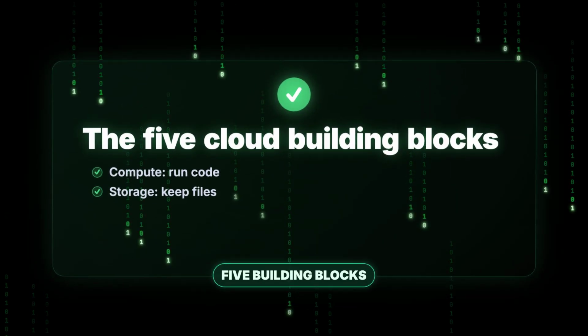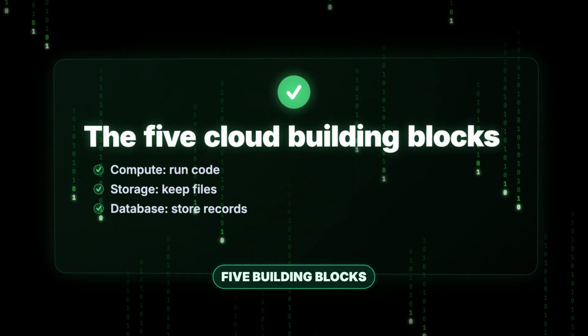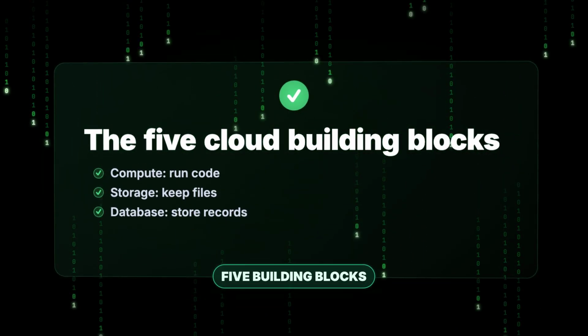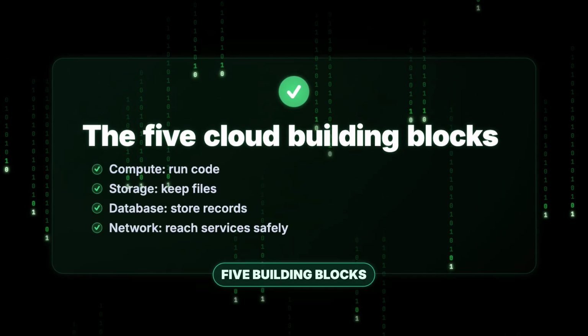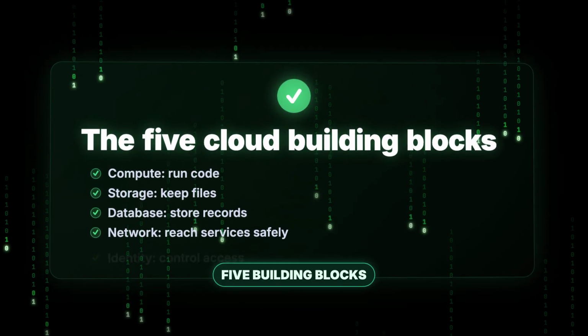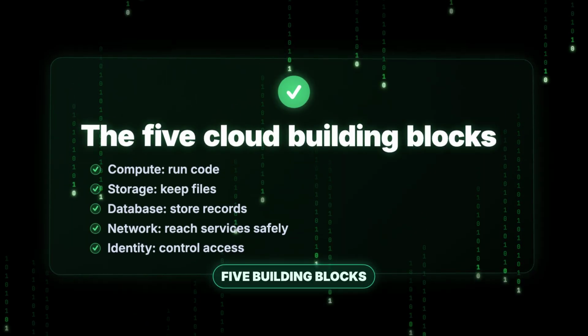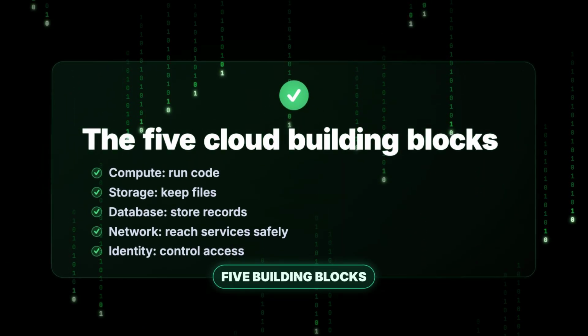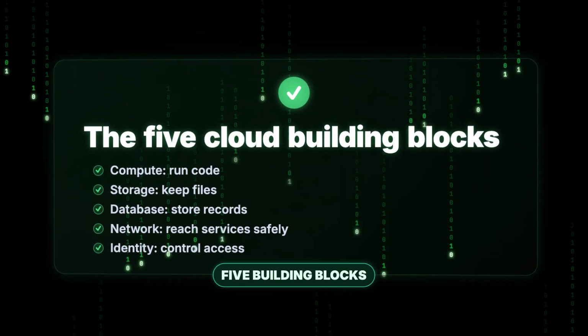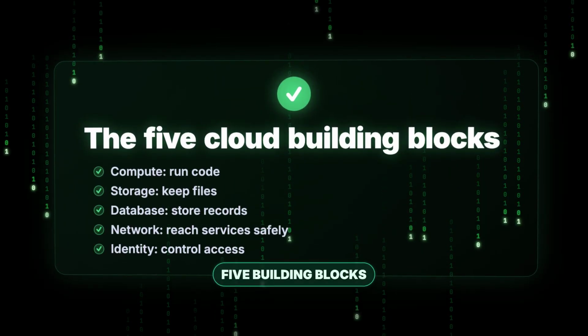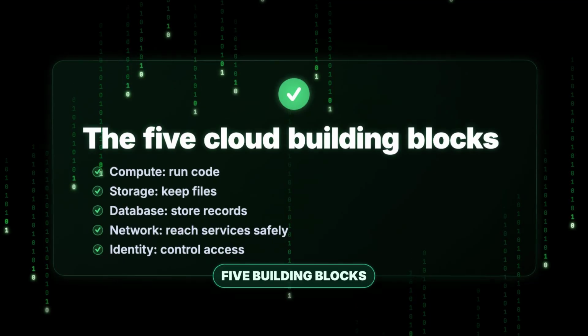Compute runs your code. Storage holds files such as images and backups. A database stores records like users and orders. Networking decides what can talk to what. Identity controls who is allowed to deploy, read data, or change production. Once you can identify these 5 pieces, a cloud diagram stops looking mysterious.